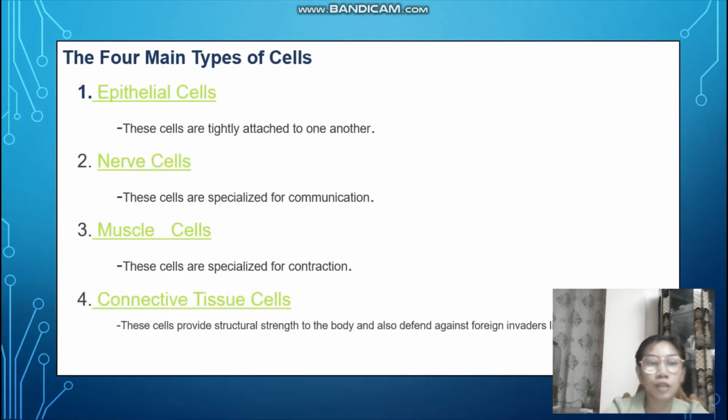So let's proceed to the four main types of cells, which is first, the epithelial cells. These cells are tightly attached to one another. And the nerve cells are specialized for communication. The muscle cells are specialized for contraction. And the last is the connective tissue cells, and these cells provide structural strength to the body and also defend against foreign invaders like bacteria.